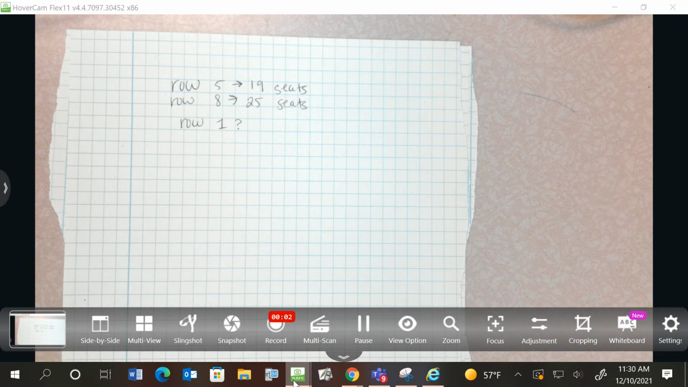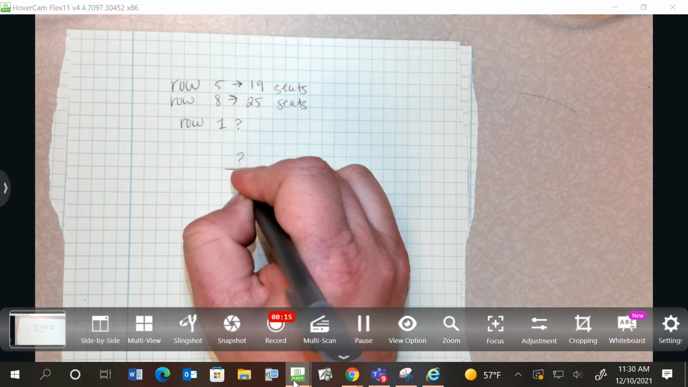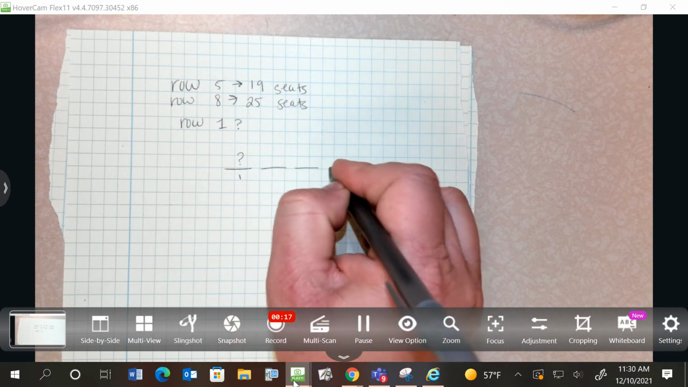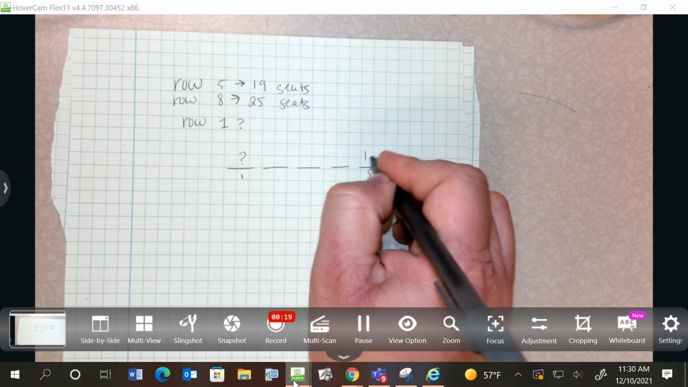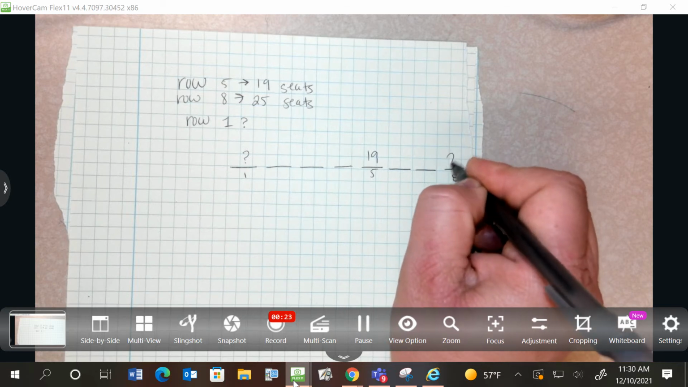In a concert hall, the 5th row has 19 seats, and the 8th row has 25 seats. How many seats are in the 1st row? We know that the seats follow an arithmetic pattern, so I want to know what is row 1, 2, 3, 4, 5. I know row 5 is 19, 6, 7, 8 is 25.